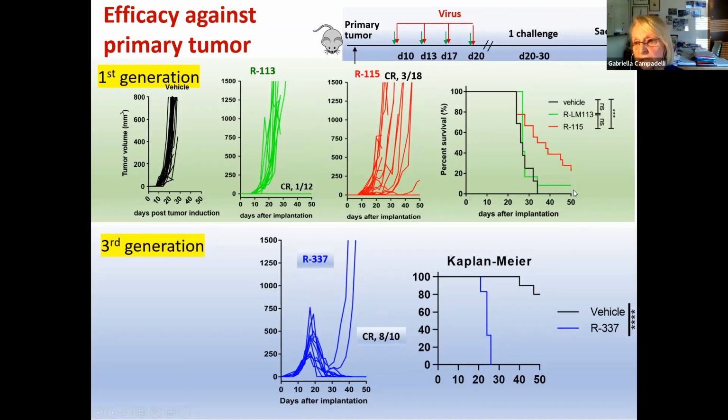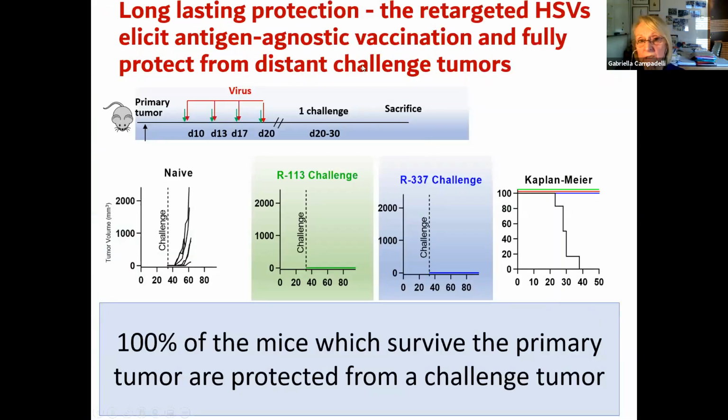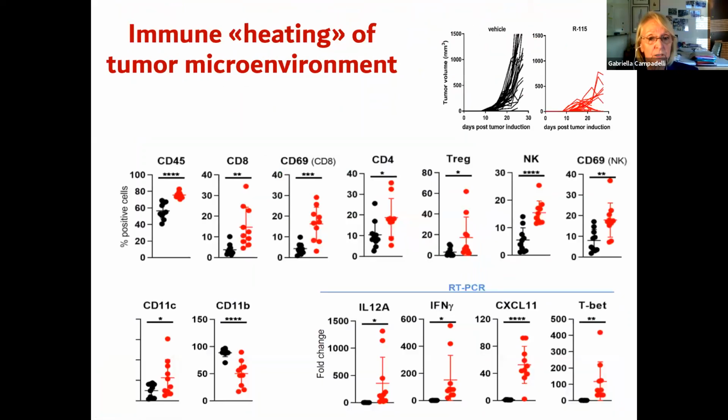Now we take the mice which survived the primary tumor. These mice here, which did not die, and these mice here. And we implant later a challenge tumor. And we can see that the challenge tumor does not grow anyway. So the mice are fully protected. The mice which survived the primary tumor are fully protected from a challenge tumor. So we really have an immunotherapeutic agent, not only an oncolytic virus, but also an immunotherapeutic agent.